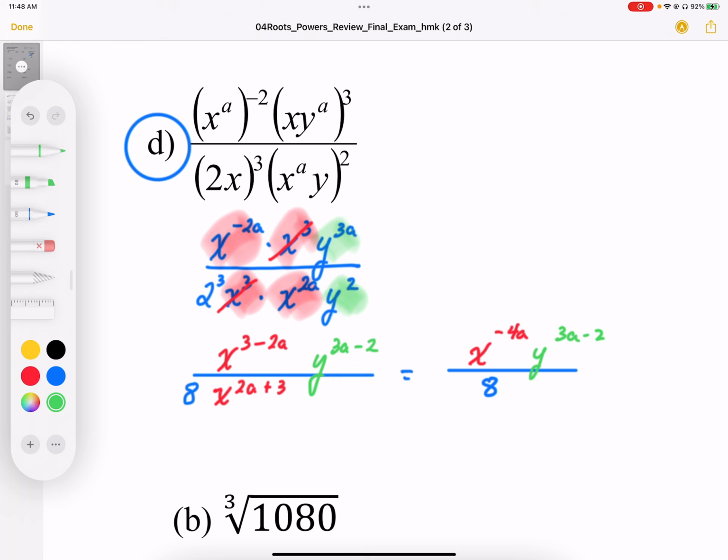Okay, so then my final answer here is y to the power 3a minus 2, over 8 times x to the power of -4a, or that's not going to be negative anymore. When I put it as divide in the denominator, it becomes positive 4a. Okay, so there's my final answer.